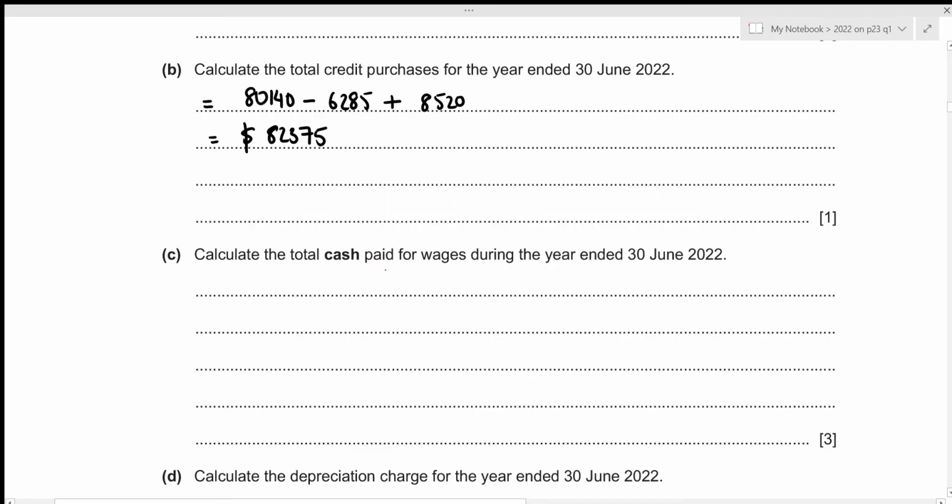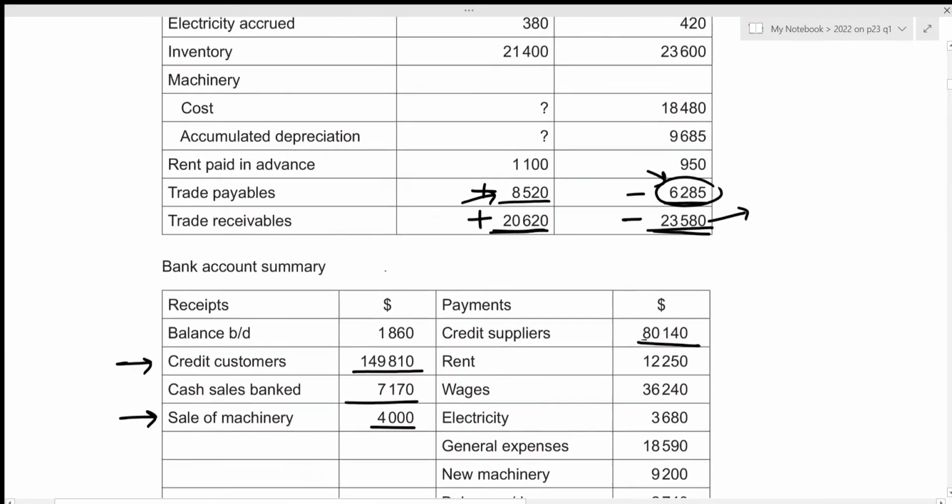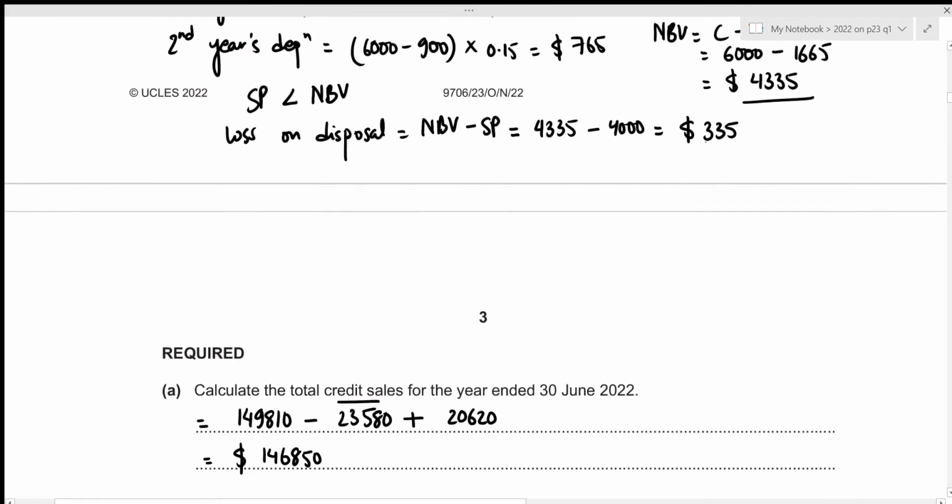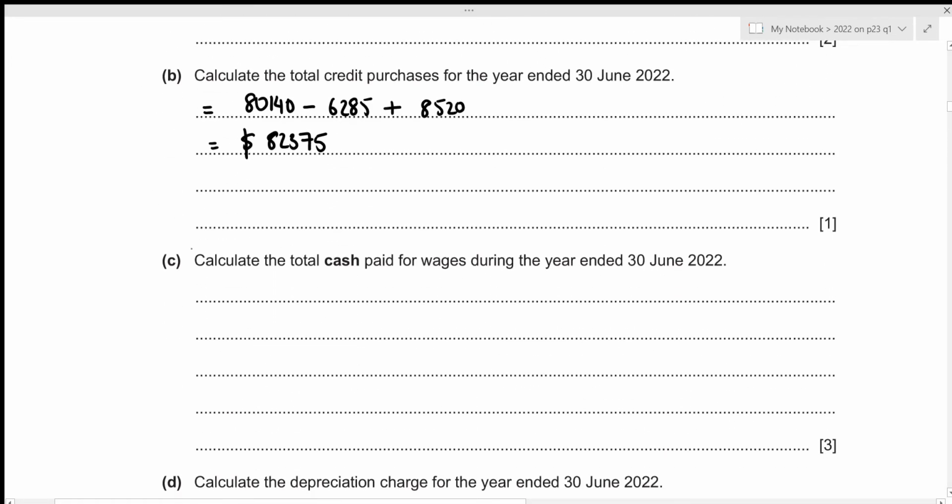Okay, for the third part, we now need to calculate the total cash paid for wages during the year ended 30 June 2022. Now, in order to figure out this amount, we will create a statement for our cash flows. Let's have a look above. We are given cash at the beginning date as well as the ending date. So we'll start with that of the beginning date. And the amount we have is 240. Let's write it down. So that's 240.